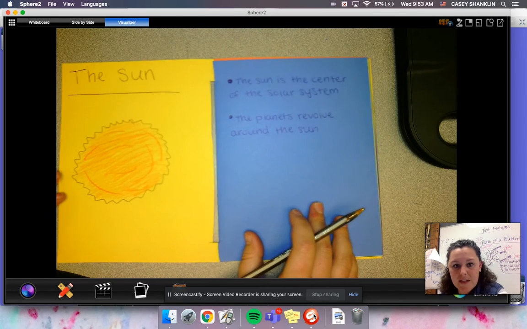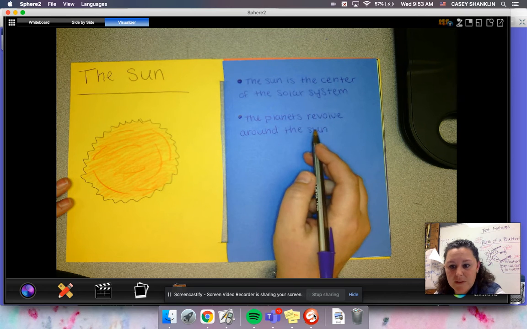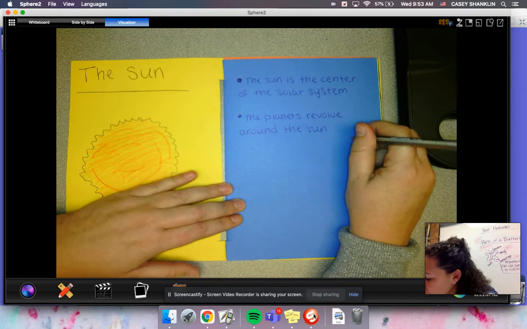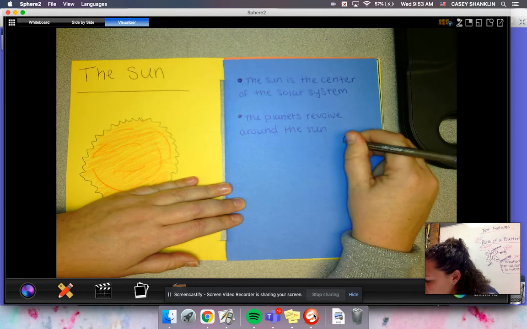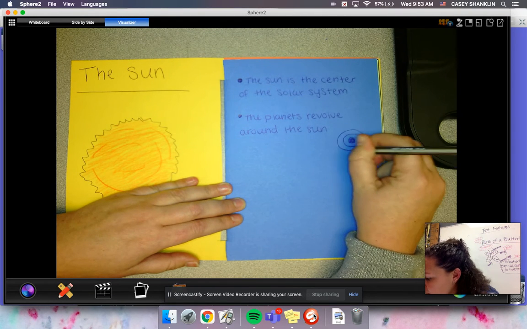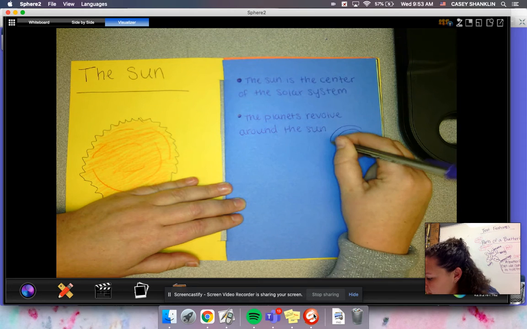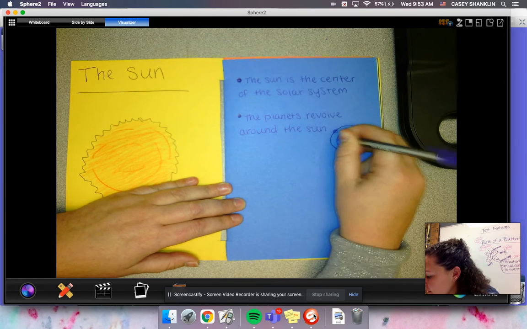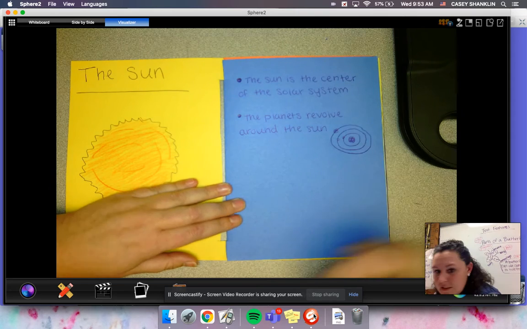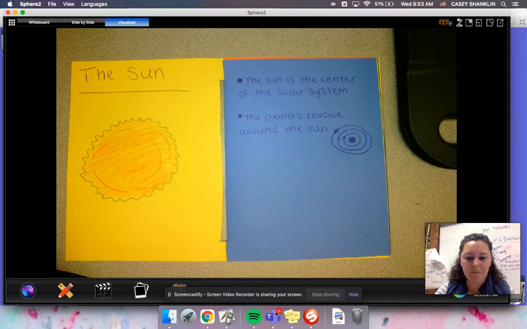And our next bullet point is the planets revolve around the sun. And I'm actually going to draw a little diagram over here. So I've got my sun in the middle, and then I'm going to use these lines to show other planets revolving. And I'm going to put planets right there. So now I have a picture to go with my bullet point.